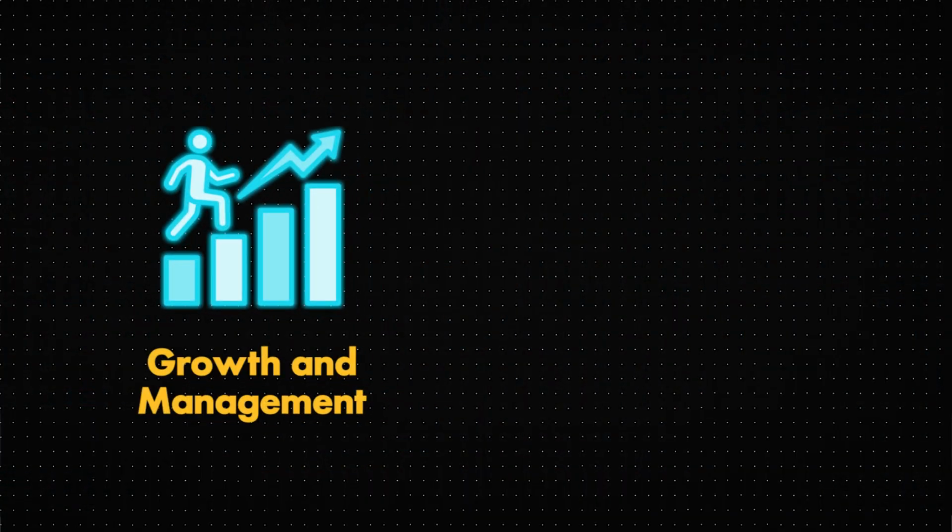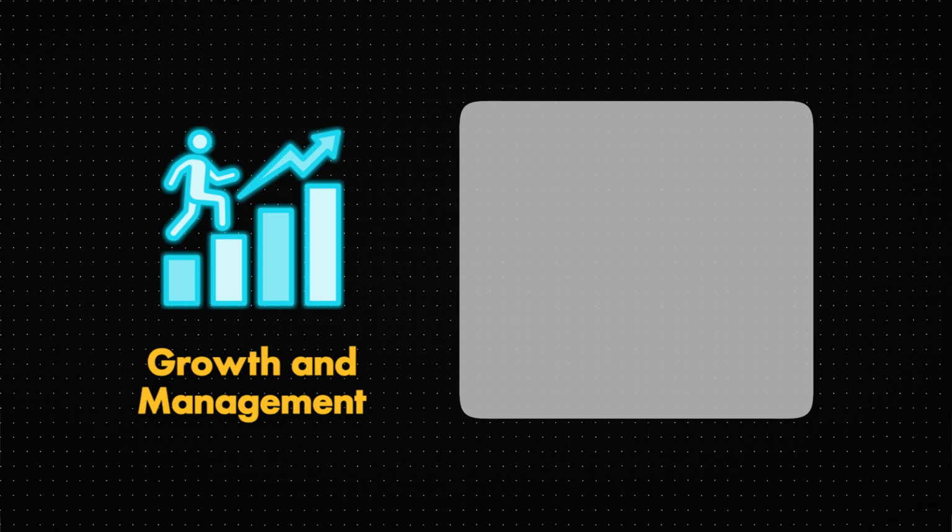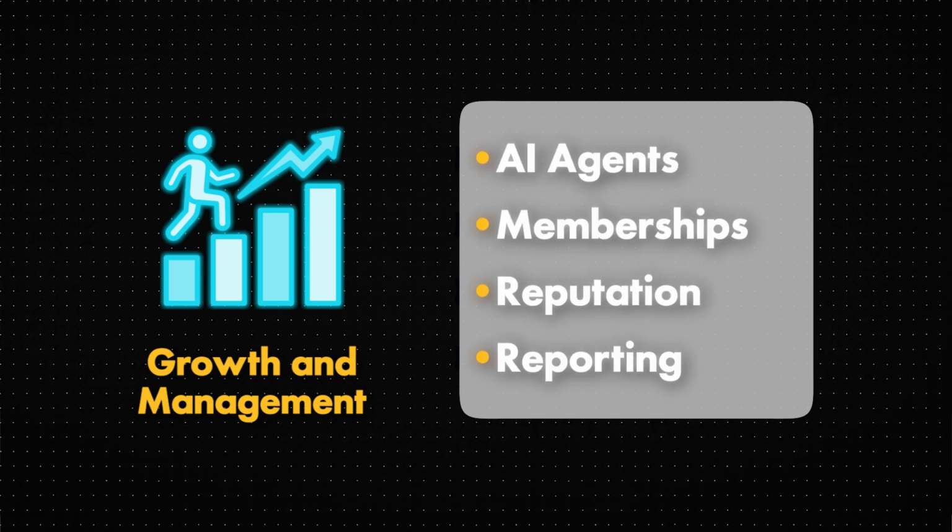Now, let's jump into the third category, growth and management. This is where you actually go from just running systems to scaling them. We've got AI agents, memberships, reputation, and reporting. So let's start with AI agents, and honestly, this is one of my favorite parts of the entire platform.